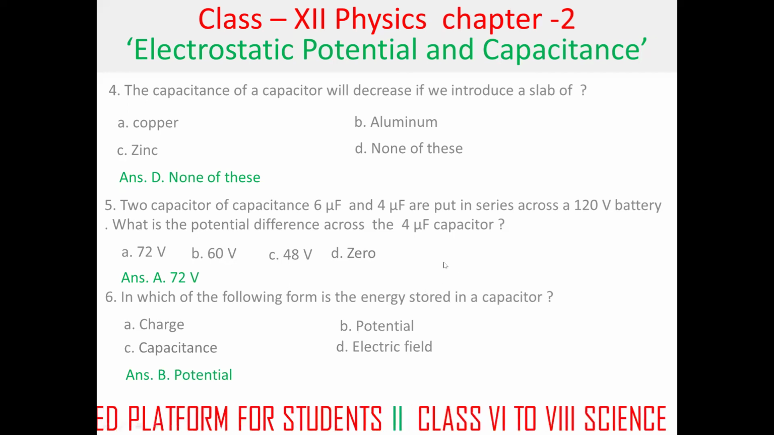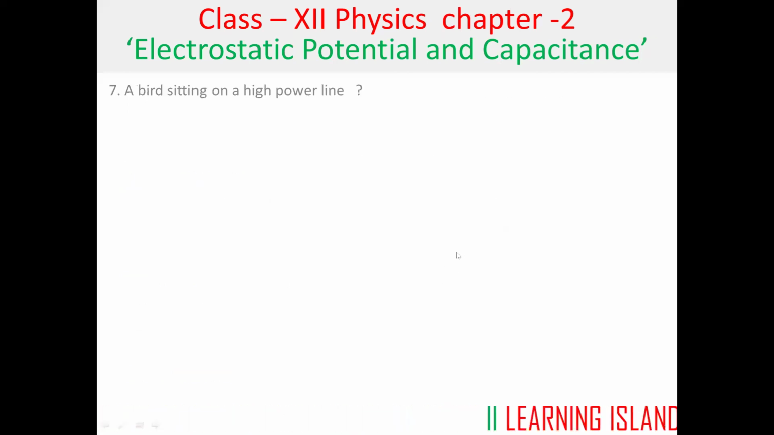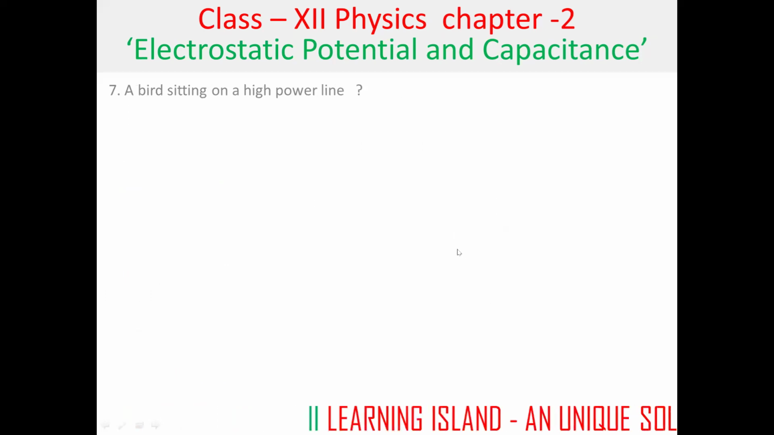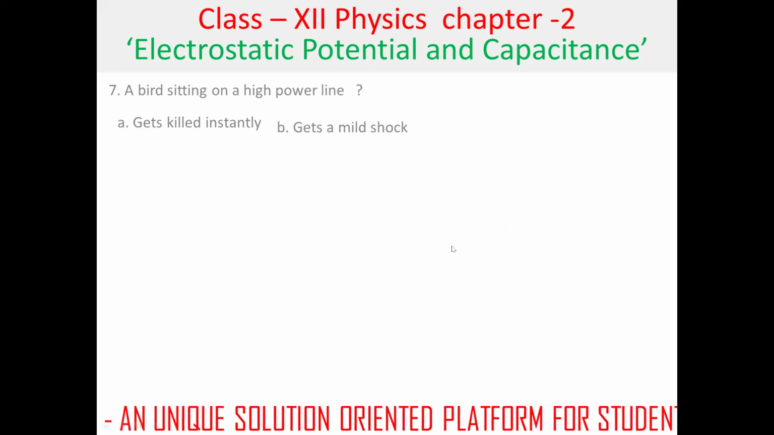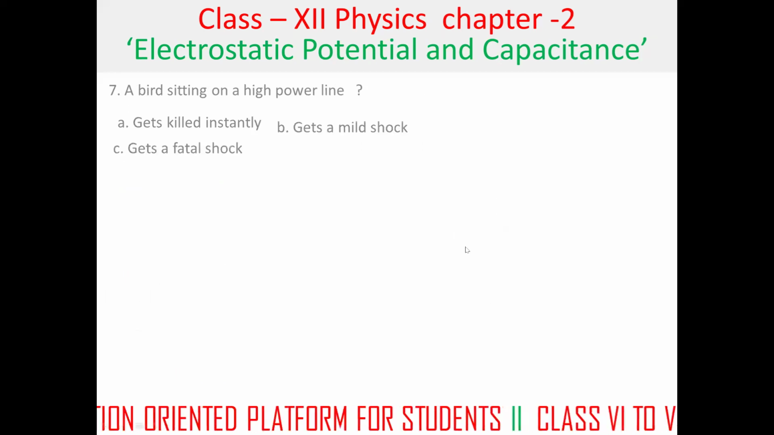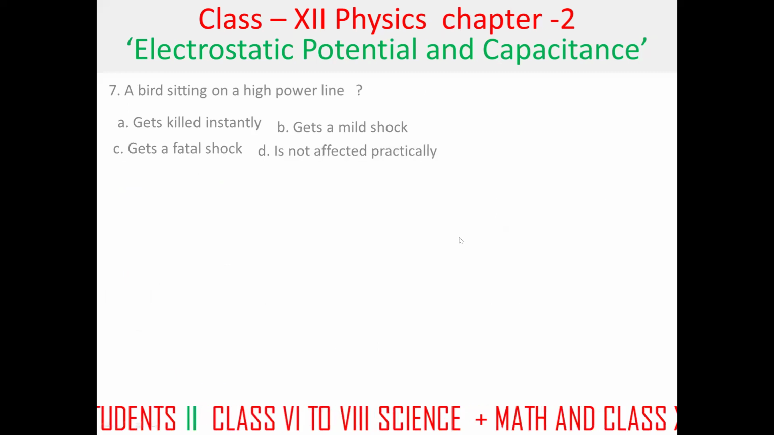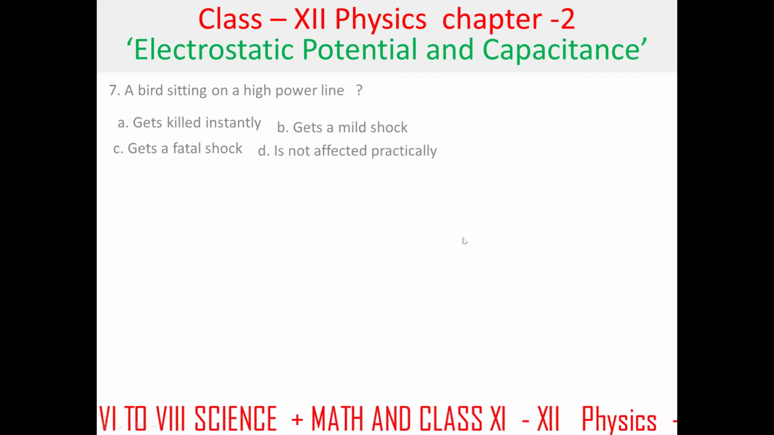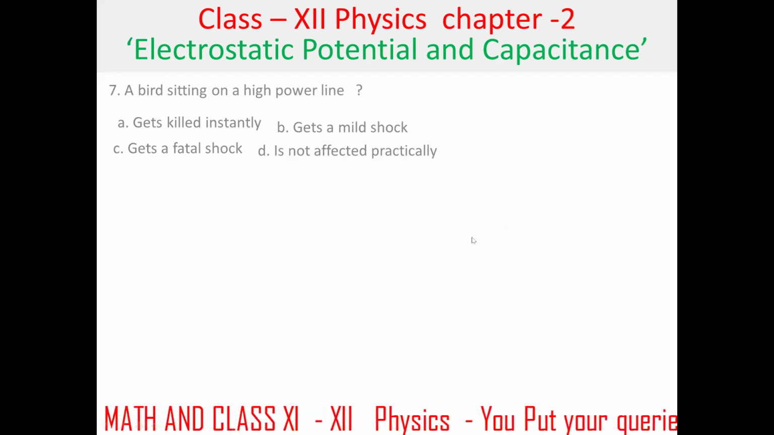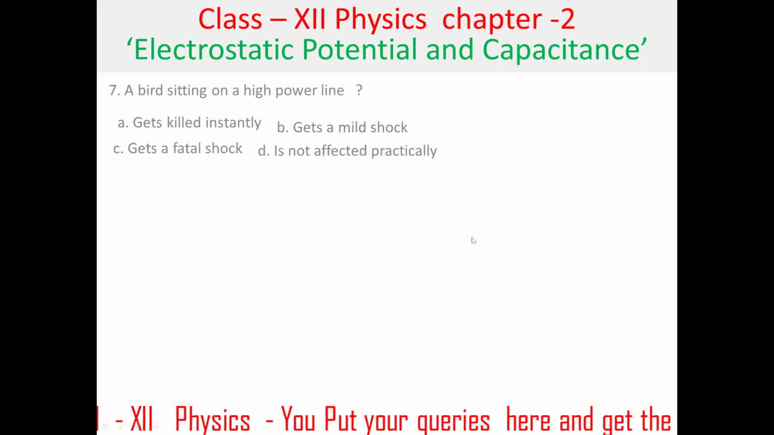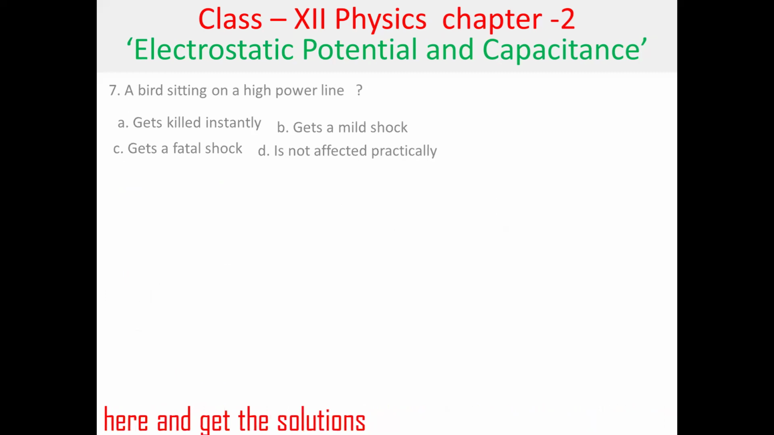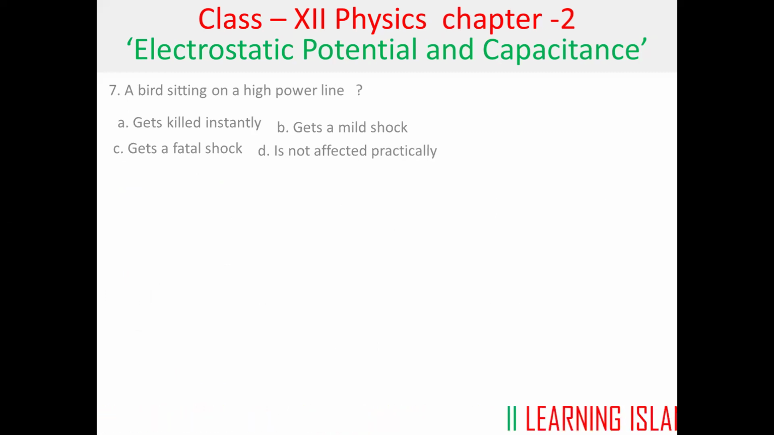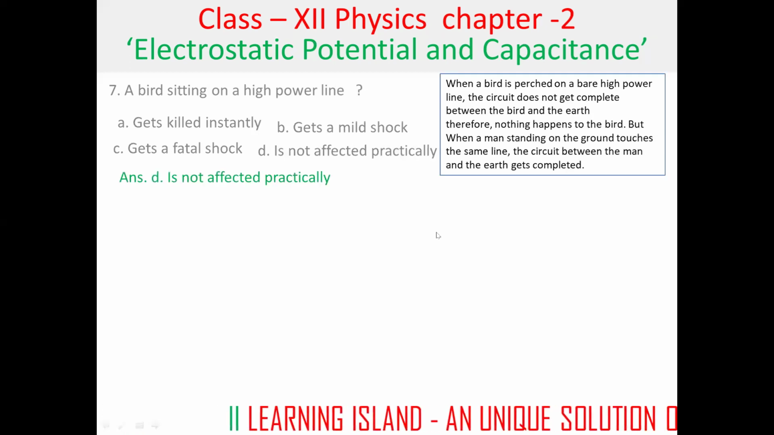Now come to question number 7. A bird sitting on a high power line gets killed instantly, gets a mild shock, gets a fatal shock, or is not affected practically. कौन सा आंसर होगा? पक्षी अगर एक हाई वोल्टेज लाइन में बैठता है, where there is a high potential, हाई टेंशन लाइन, तो उसको क्या होगा? कुछ होगा या मर जाएगा? ये कुछ नहीं होगा.